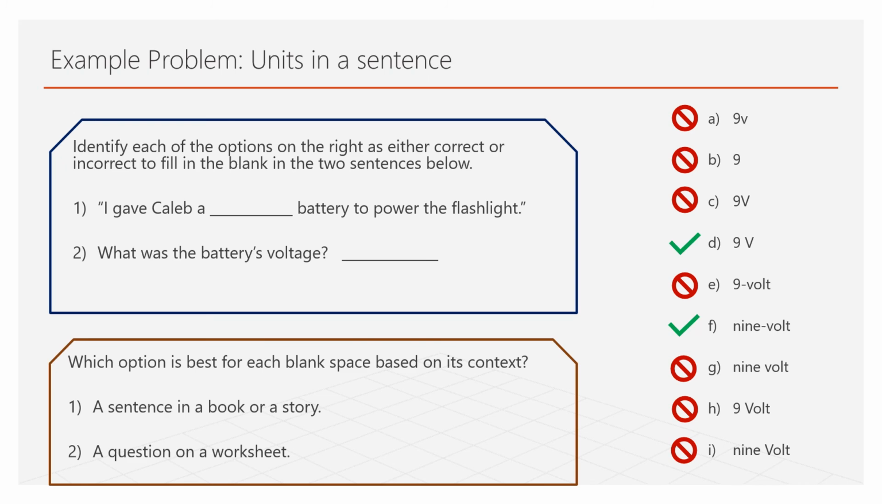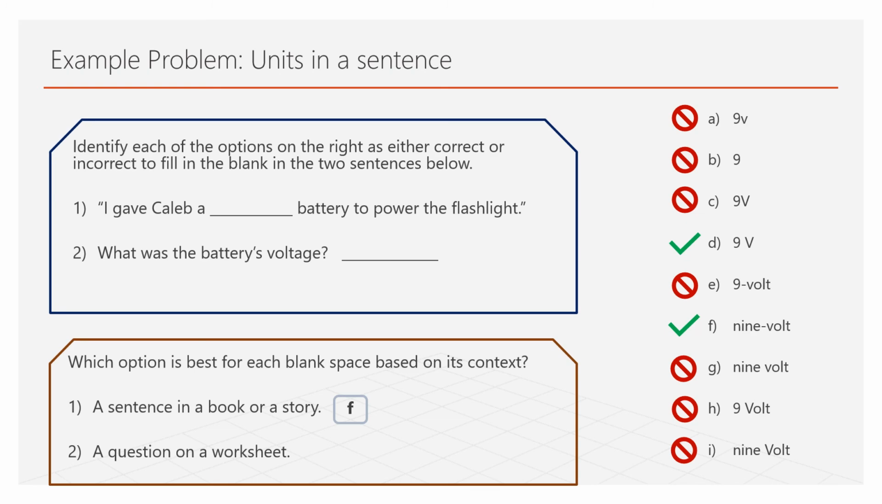This leads us to the question, well, which of those 2 options is best for each of those scenarios? Well, the first scenario is a sentence in a book or a story. And in this case, your reader may not recognize that a capital letter V means voltage. And so it would be a good idea to spell out the word volt for the reader. And if you're going to do that, you should also spell out the number 9. So in this case, option F is your best choice.